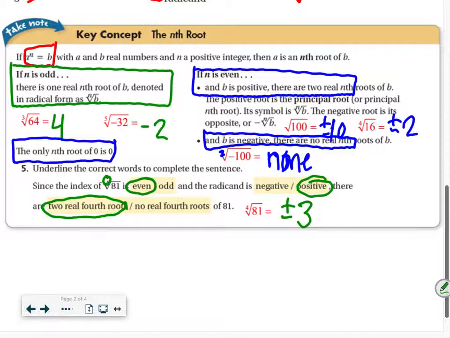So if my index, my small number, is odd, one solution, and it's based on whether my inside is positive or negative. If my little number, my index, is even, I have either 2 or 0 answers. 2 is our plus or minus. 0 is if my radicand is negative. And the root of 0 is always 0.